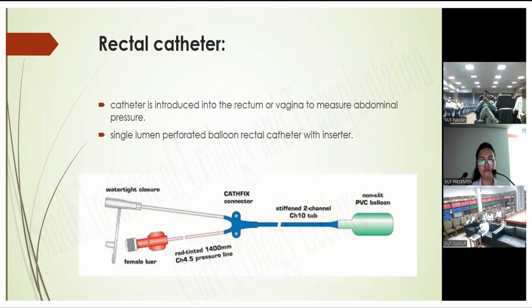What if the patient has had rectal surgery performed? Then how can we assess the abdominal pressure? Can anyone tell, if he or she had an APR or something like that? Nadia? Then we place it in the stoma. Yes, Shumaila said it. So we can place it in the ileostomy or a colostomy to measure the abdominal pressure.